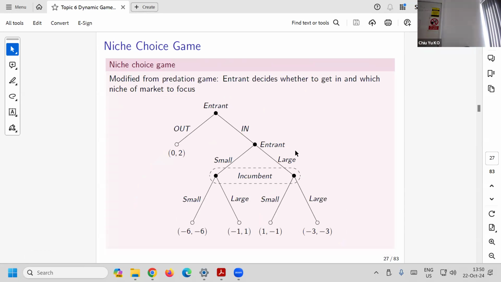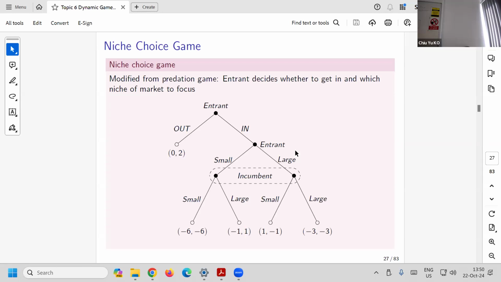Now we just go to another example. The prediction game is more fun. Before, with the incumbent and entrant, when they come in, it was just fight and accommodate. Okay, that is to make it simple. But now let us focus on the case where there are two segments of the market, one small and one large. Small is a niche market. So if they both choose the same market, they fight, the worst outcome, right?